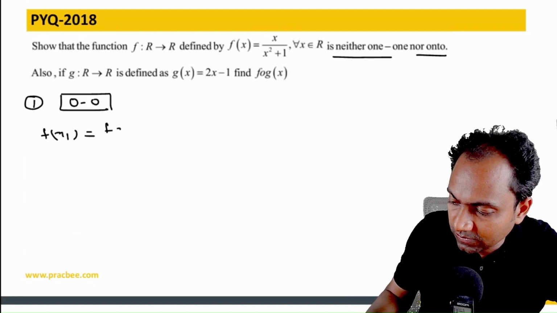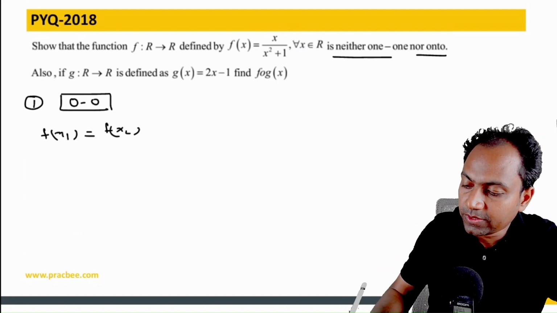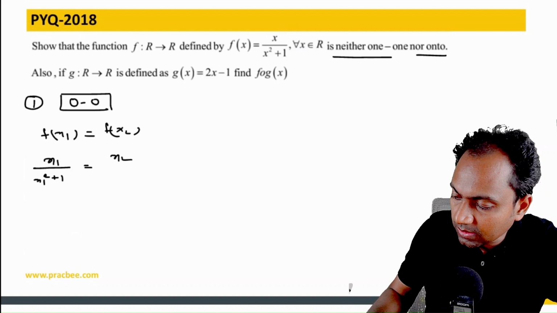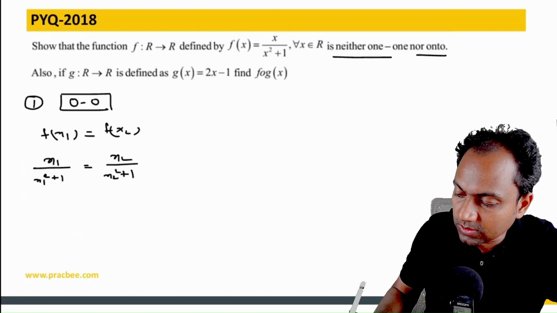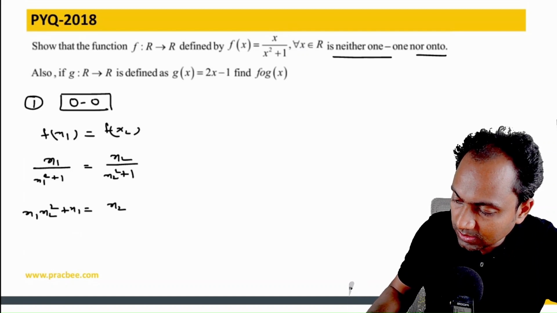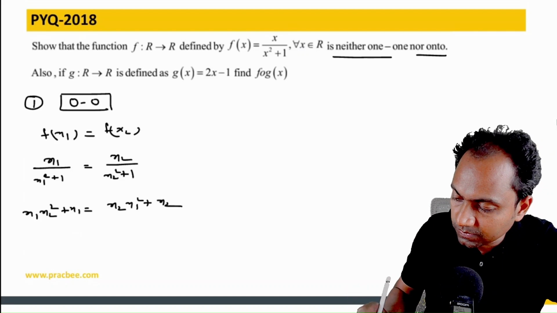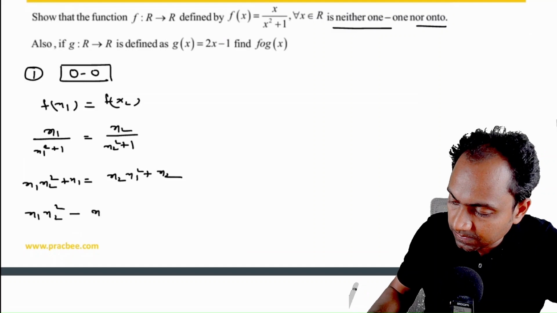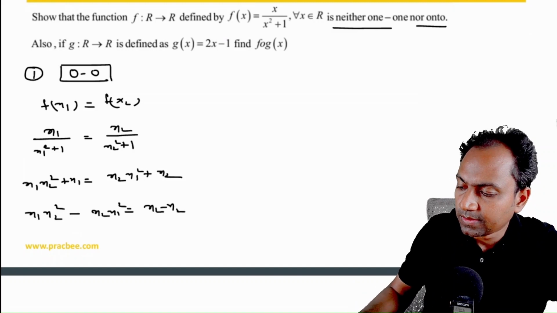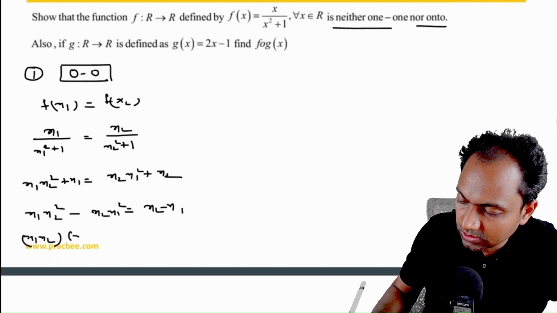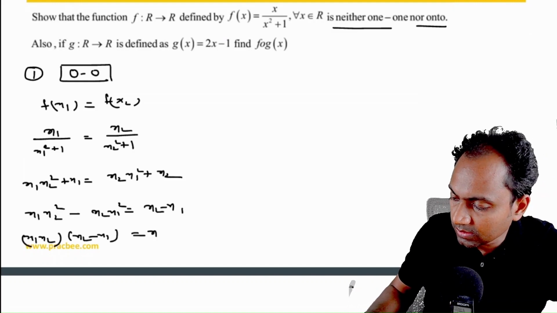f of x1 is equal to f of x2. And if I do this, it is x1 by x1 square plus 1 and x2 by x2 square plus 1. And if I cross multiply, x1 x2 square plus x1 is nothing but x2 x1 square plus x2. And now if I take similar kind of terms on one side, what I am getting is nothing but this. And once we have got this, I can now factorize it. So in the first part, I can take x1 x2 common. So this is nothing but (x2 minus x1) times (1 minus x1 x2) is equal to 0.